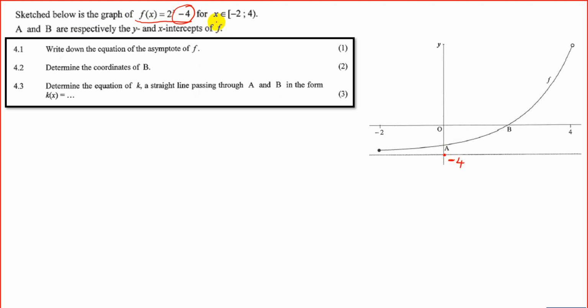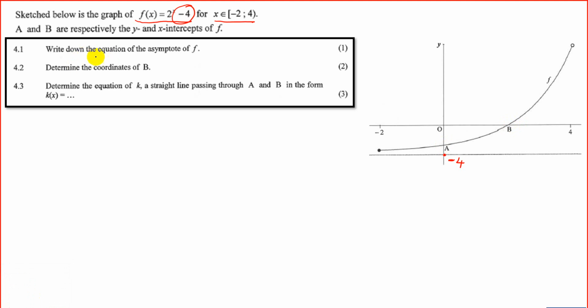They gave you a given domain, which is x an element running from minus 2 to 4. It goes on to say that a and b are respectively the y and x intercepts of f. So a is the y-intercept, which means the x value is 0. B is the x-intercept, which means the y value is 0. So we're going to start with question 4.1.